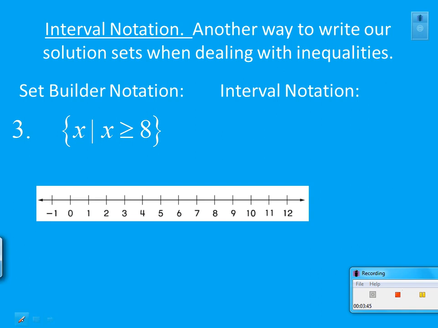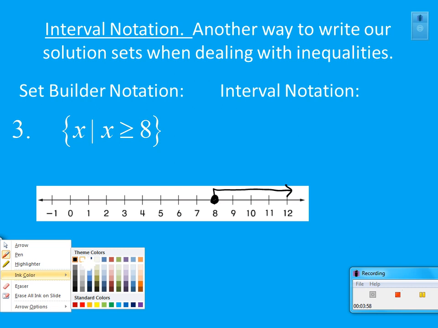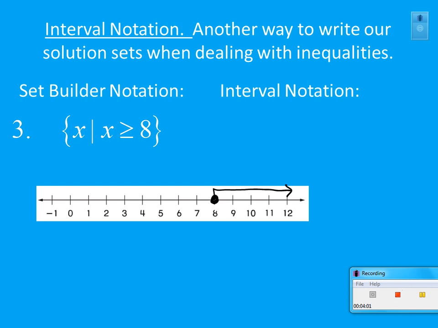Here's your number 3. I got the set of all numbers x such that x is greater than or equal to 8. Well, I'm going to have a closed dot on 8, and I'm going to have everything to the right. In interval notation, here's what it looks like. Since 8 has a closed dot on it, I'm going to have an 8 with a bracket on it, comma. And since I'm going to the right forever, I got infinity. And since it's an infinity symbol, it's got the parenthesis on it. So that's what your number 3 looks like.